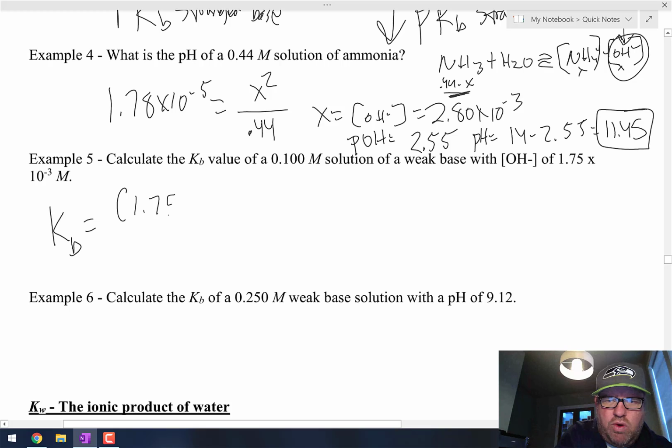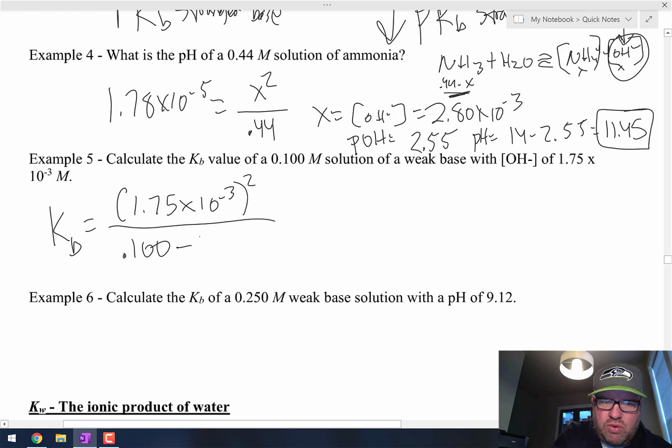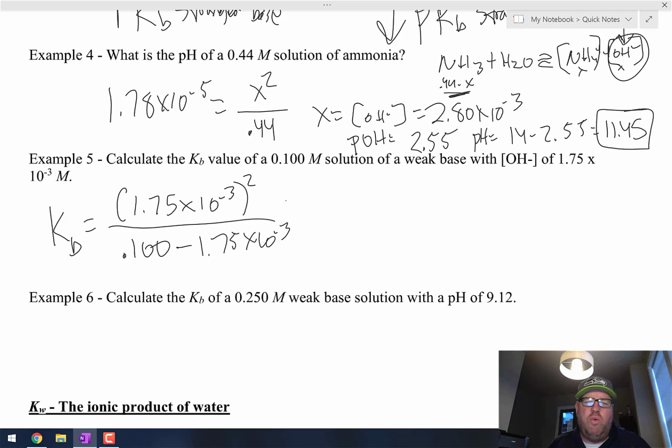So we're going to take 1.75 times 10 to the minus third and square it. And then we're going to go 0.100 instead of minus X. Remember, when it's a real number, put the number in there. So it's a 0.1 molar solution, but enough of it dissociates to create a concentration of 1.75 times 10 to the minus third. So subtract that.